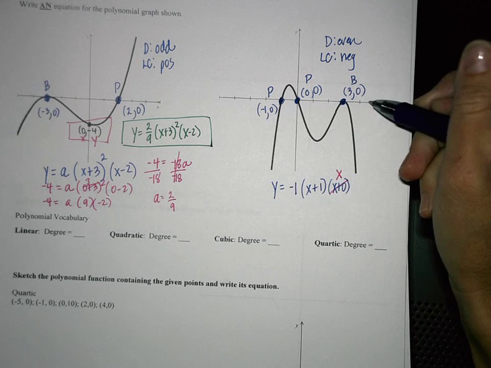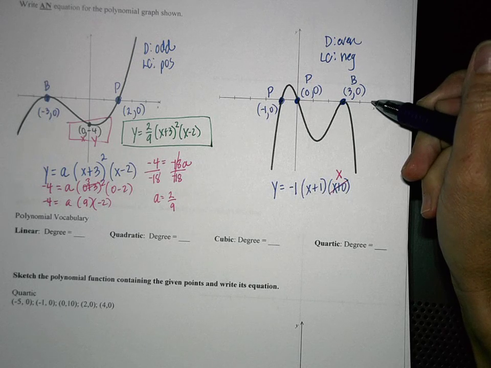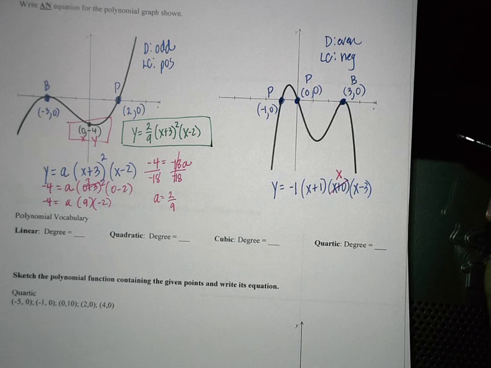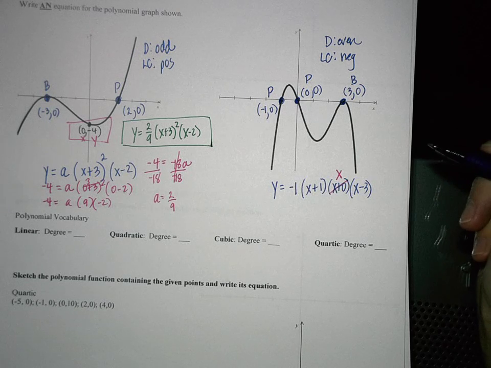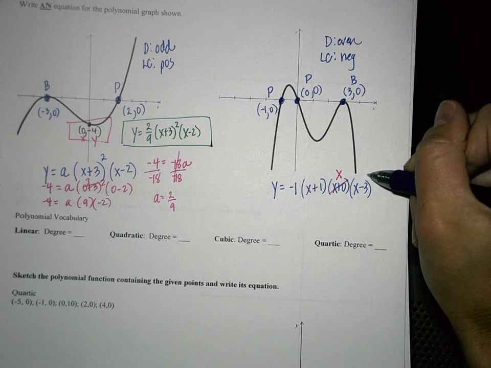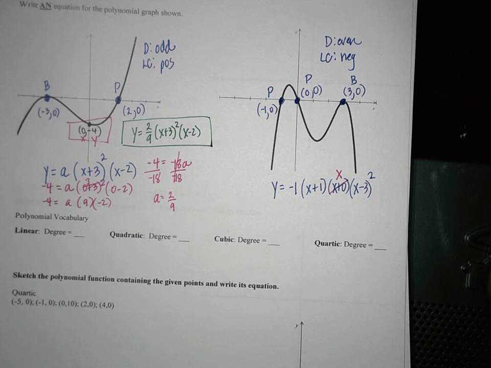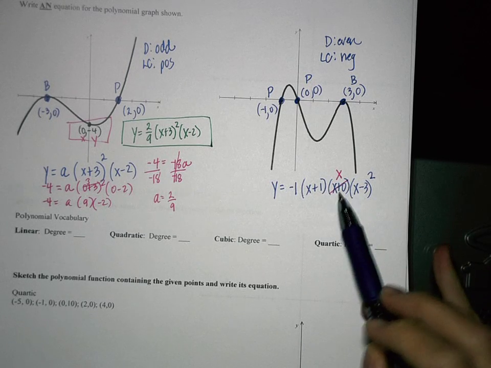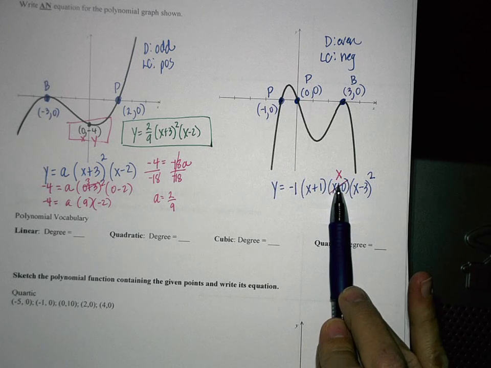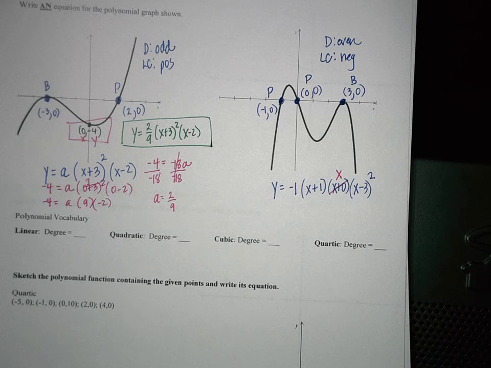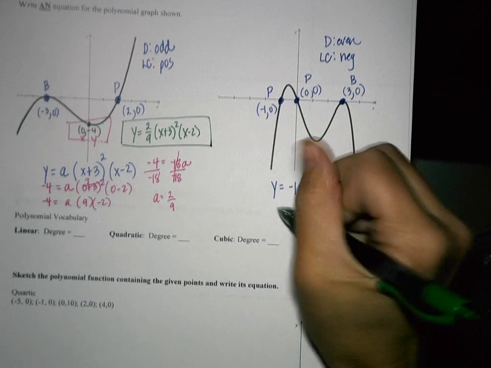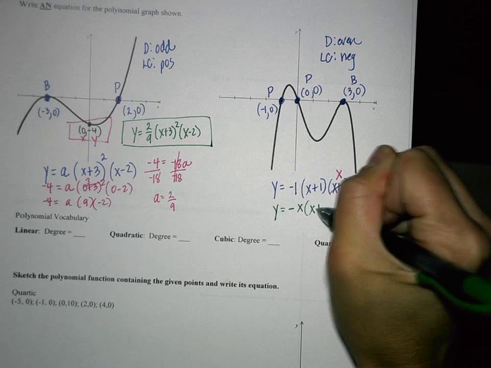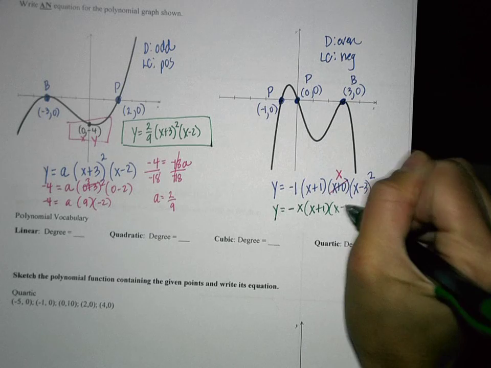And then my last one should be x minus 3. And what type of exponent? An even. So we're going to go ahead and just give it a 2. Good, a square. And then I would simplify this because normally when we have just a plain x, it usually goes in the front. And so when I write this equation, I have y equals negative x, x plus 1, x minus 3 squared.